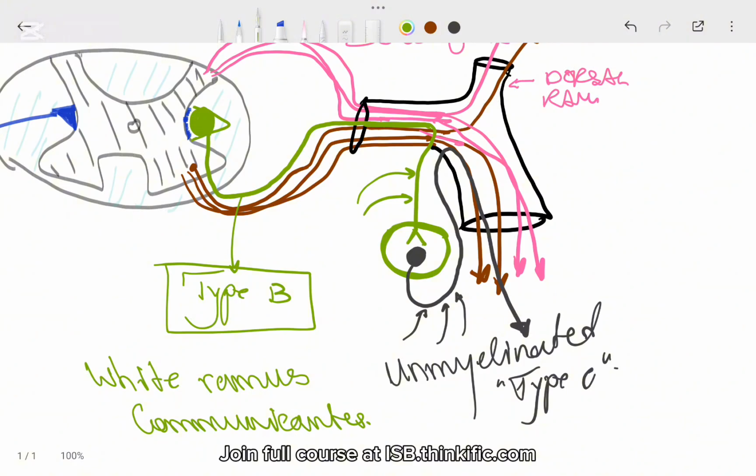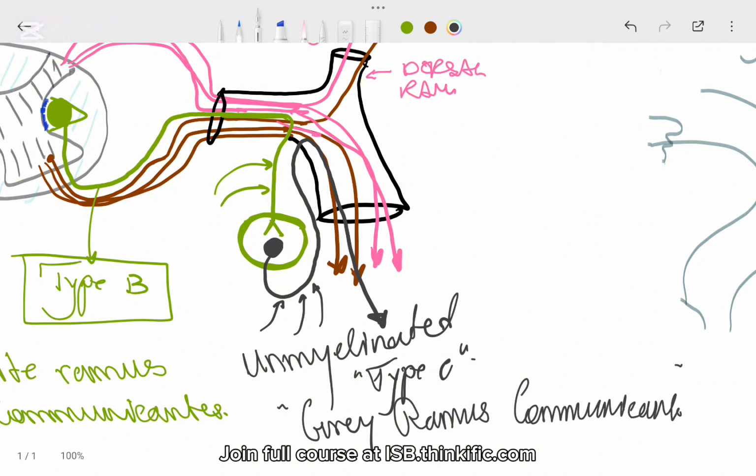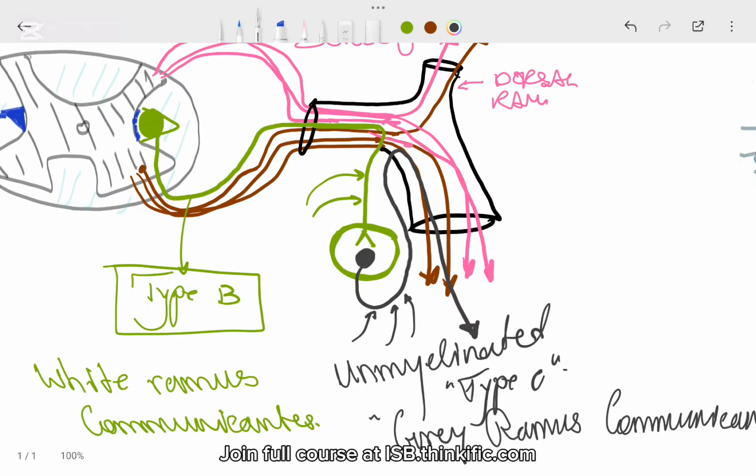And the unmyelinated fiber, right, we call it gray ramus communicantis. Okay? So, gray ramus communicantis is unmyelinated, it's type C, it is post-ganglionic. It emerges from the ganglia, re-enters the spinal nerve to be distributed peripherally. The preganglionic fiber, after it emerges from the spinal nerve, we call it white ramus. It's myelinated, it's type B, it enters the ganglia and synapses with a postganglionic neuron inside the ganglia.